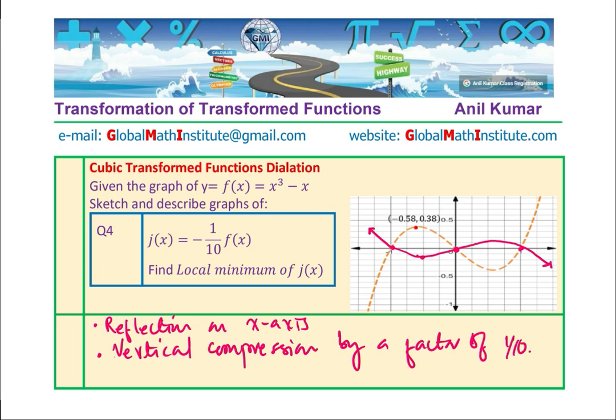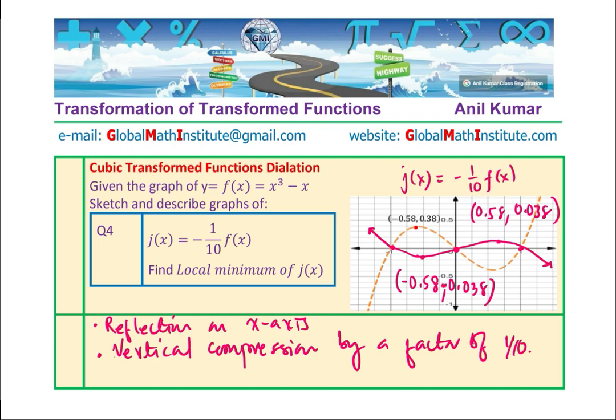The values you can write here at minus 0.58. Instead of 0.38, it will be 0.038. Do you understand? And similarly, the other point will be at 0.58, the y value being, well, that first one is negative. The second one is 0.038 positive. You get the idea. So it gets reflected, and that is how g of x will be, which is minus 1/10 of f of x.